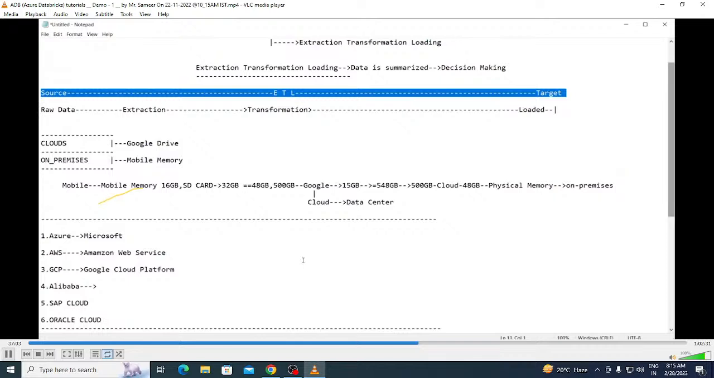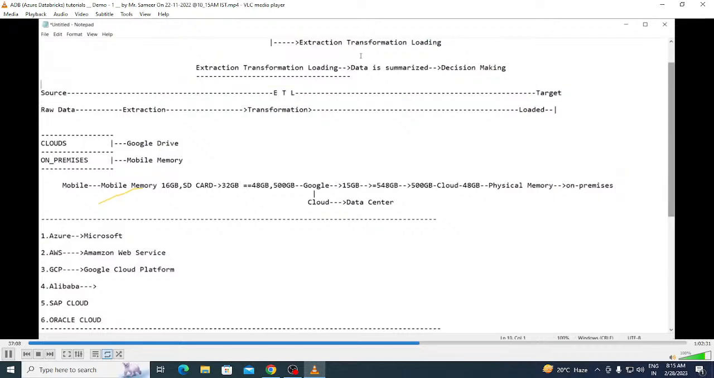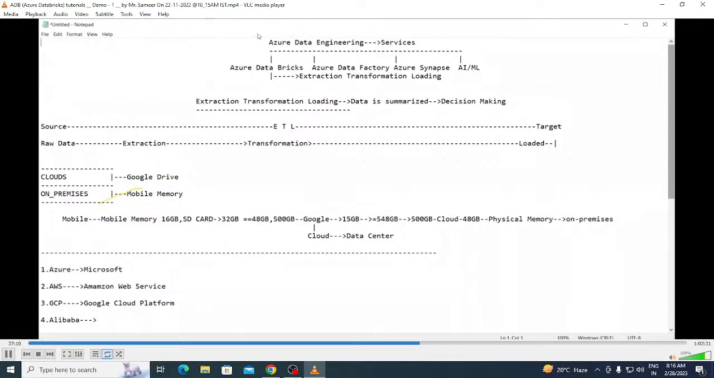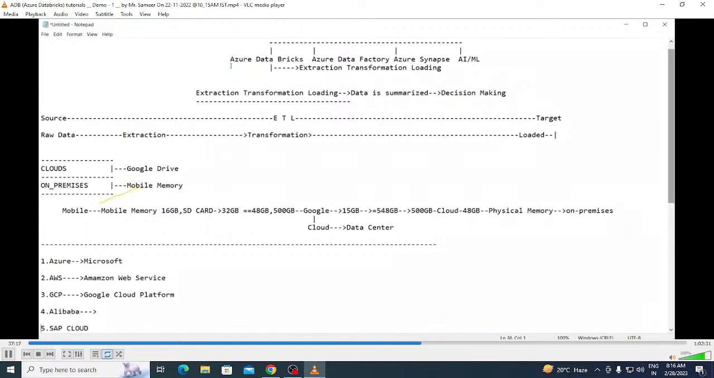Already, this is also extraction, transformation, loading done. But my question is, what is exactly the use of ADB, that is called Azure Databricks? What does it do? We have to understand this. So now, guys, let us come back here.